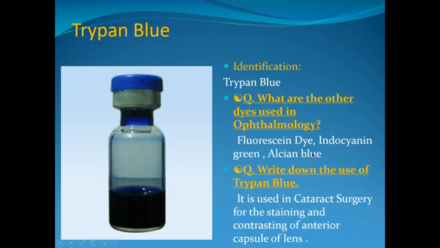Write down the uses of trypan blue. Usually, it is used in cataract surgery for staining and contrasting the anterior capsule. Repeat my answer. What are the uses of trypan blue? Usually used in cataract surgery for staining and contrasting the anterior capsule of the lens. You know, during cataract surgery, the anterior capsule needs to be removed. If you do not clearly identify the anterior capsule, it is tough to remove. So what is the purpose of trypan blue? Staining and contrasting the anterior capsule during cataract surgery.